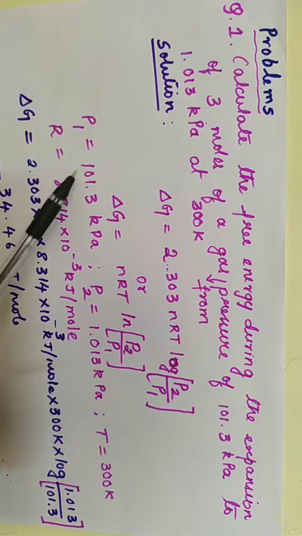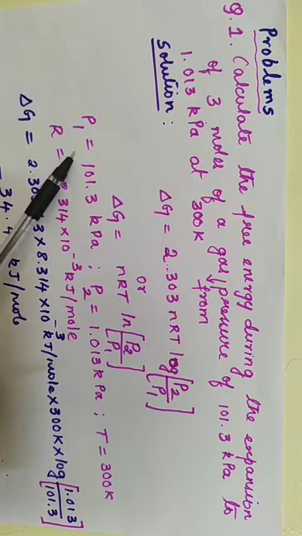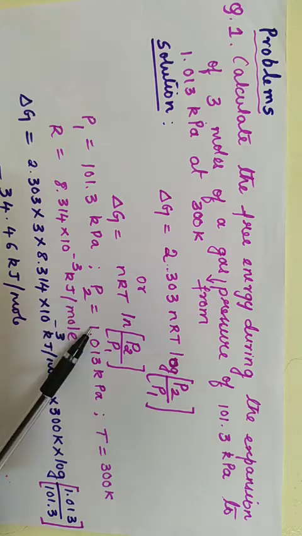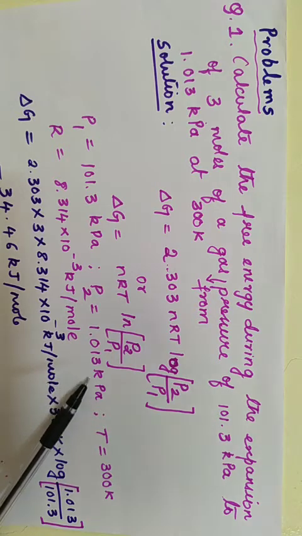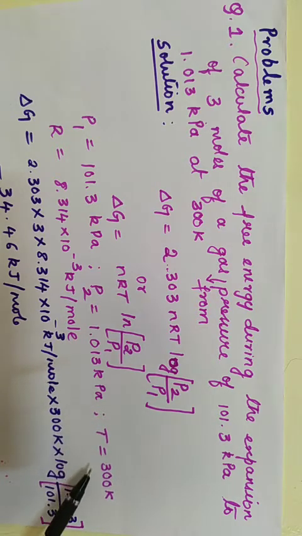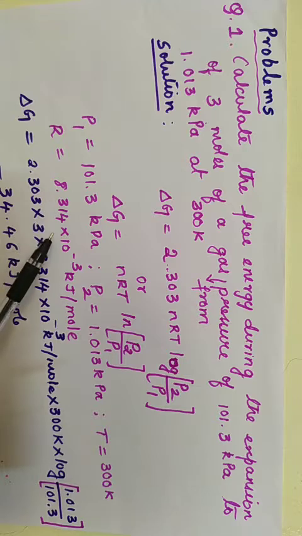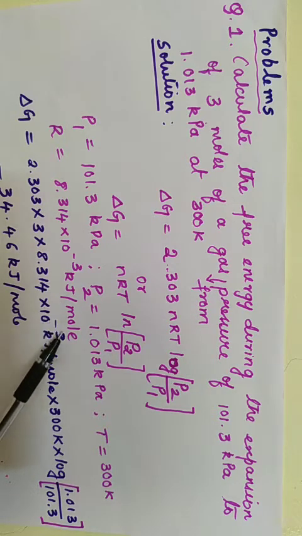Now P1 is given as 101.3 kilopascal, because the initial pressure is 101.3 kilopascal. P2 is the final pressure, 1.013 kilopascal. The temperature is 300 Kelvin. The R value is taken in terms of kilojoules, it is 8.314 into 10 raised to minus 3 kilojoules per mole. Then substitute all the parameters into the expression.